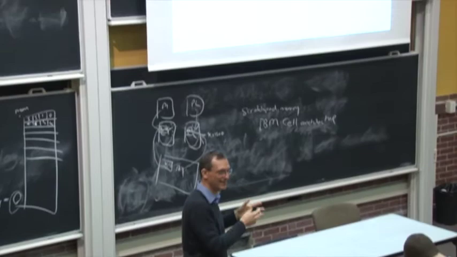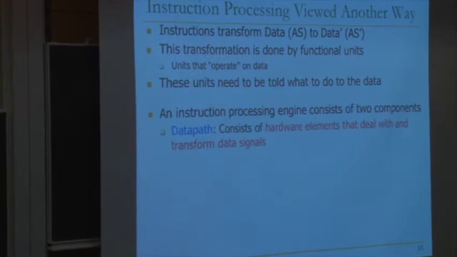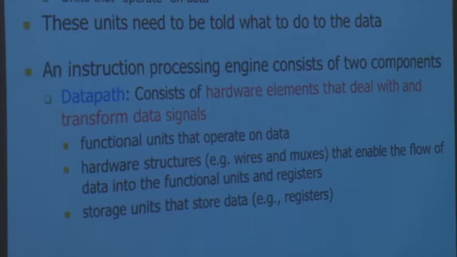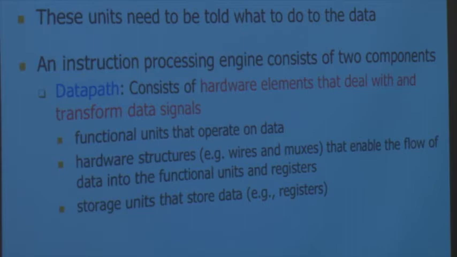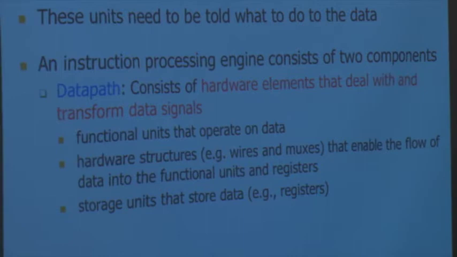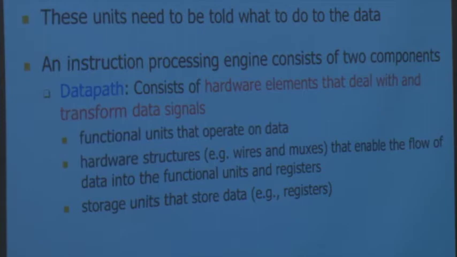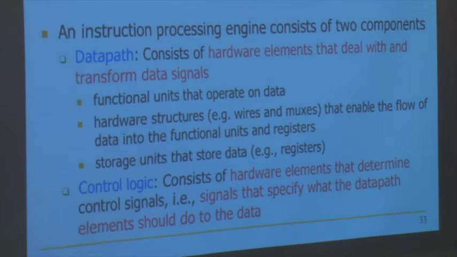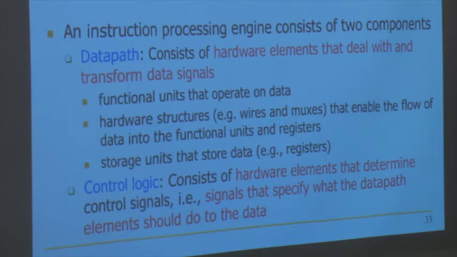An instruction processing engine actually consists of two components. One is the data path. You probably heard of this. That consists of hardware elements that deal with and transform the data signals. For example, functional units like adders and multipliers, hardware structures like wires and muxes that enable the flow of data into the functional units, and storage units that store data, like registers. These are all parts of the data path. But these data path elements need to be controlled. It's the job of the control logic to tell the data path elements what to do to the data based on what instruction is executing. Control logic consists of hardware elements that determine the control signals. These are the signals that specify what the data path elements should do to the data.